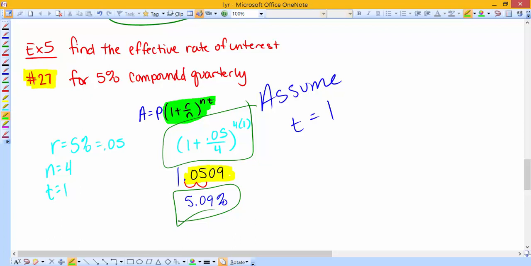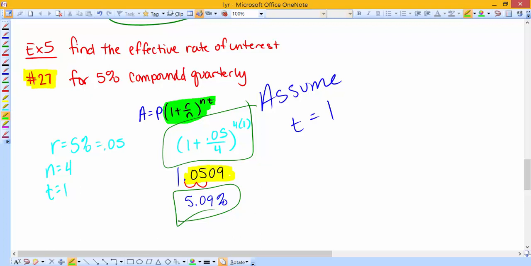The 1 represents that you are starting with all of your money. If I start with $1, that's what my interest rate is being applied to. So that's the 1. 100% of my initial amount. Plus, now my starting rate was 5%, so 0.05, compounded quarterly 4 times. And then we do this for 1 year. I want the effective rate for 1 year. They're not ever going to tell you the time. You are to assume that it is always 1 year.